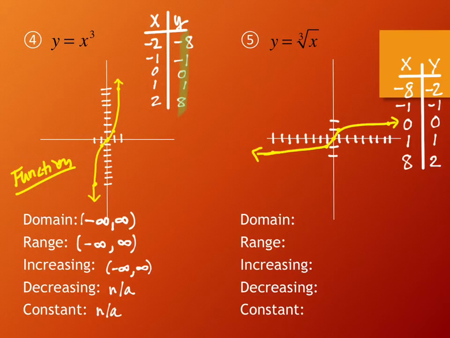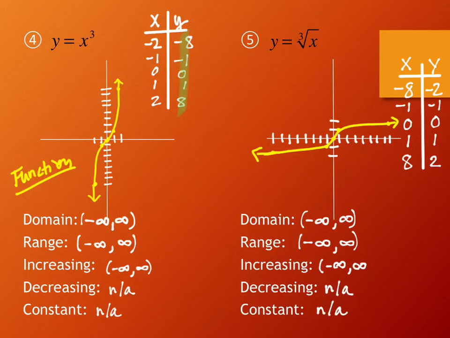What's the domain? It's negative infinity to infinity. What's the range? Negative infinity to infinity. If I start on the far left, remember x values, and I'm moving to the far right, what is the graph doing initially? Increasing, decreasing, or constant? Increasing. And how long does it increase? Negative infinity to infinity, the whole time. And I didn't actually say it, but is the graph a function? Yeah, it's a function. That's what allowed me to do the increasing, decreasing, constant. Of course, there's no decreasing and no constant, so those are not applicable, or they're just none.